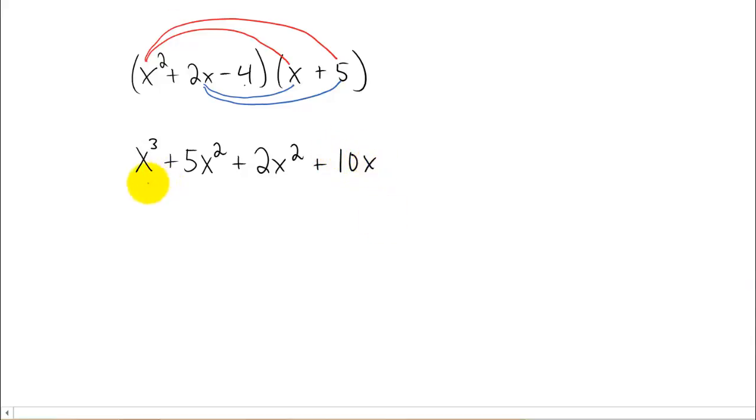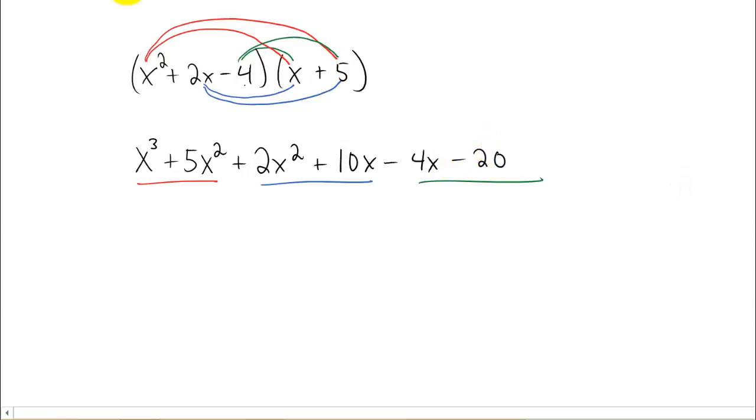Now, just to remind you, these first two terms came from distributing the x squared through the parentheses in red. These second two terms came from distributing the 2x through the parentheses in blue. And now let's do it one more time. With the negative 4, we're going to distribute that through the parentheses again, and we're going to get our last two terms, which are negative 4 times x is negative 4x, and negative 4 times positive 5 is negative 20.